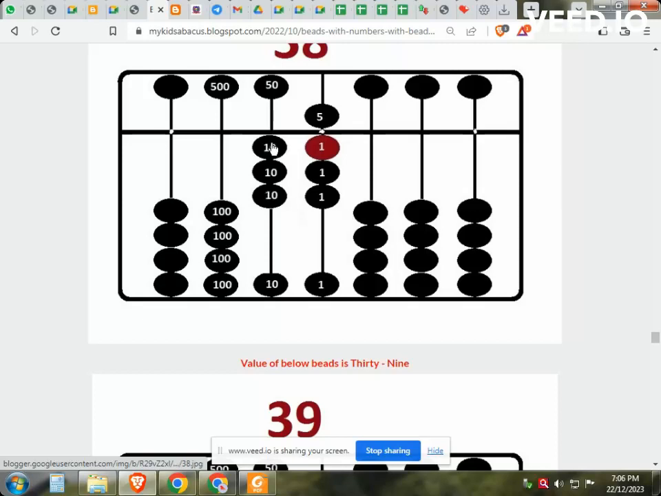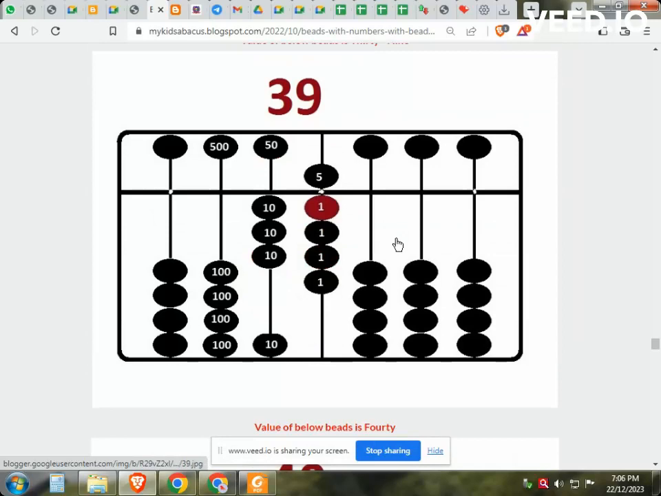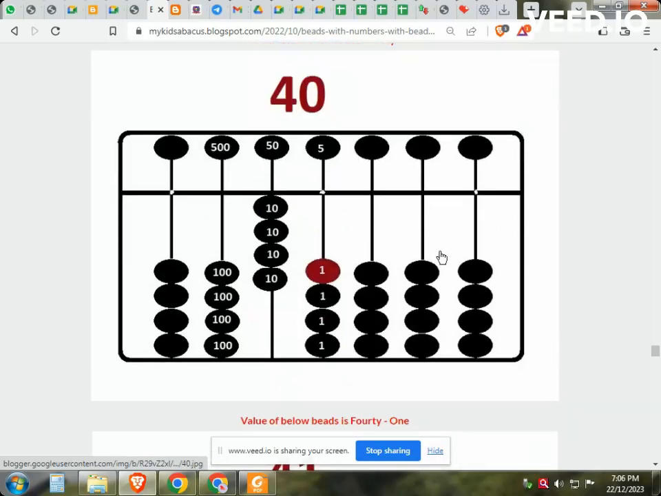5 plus 3, 8. 10, 10, 10, 30. 30 plus 8, 38. We added 39 like this. 5 plus 4, 9. 10, 10, 10, 30. 30 plus 9, 39. We added 40 like this.